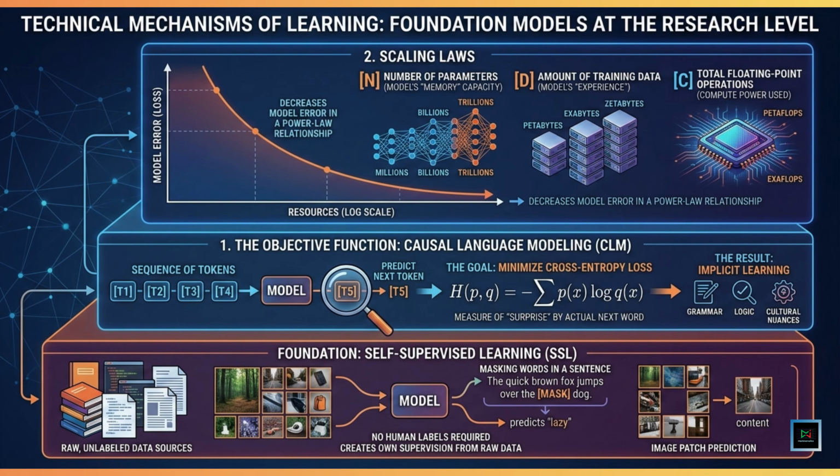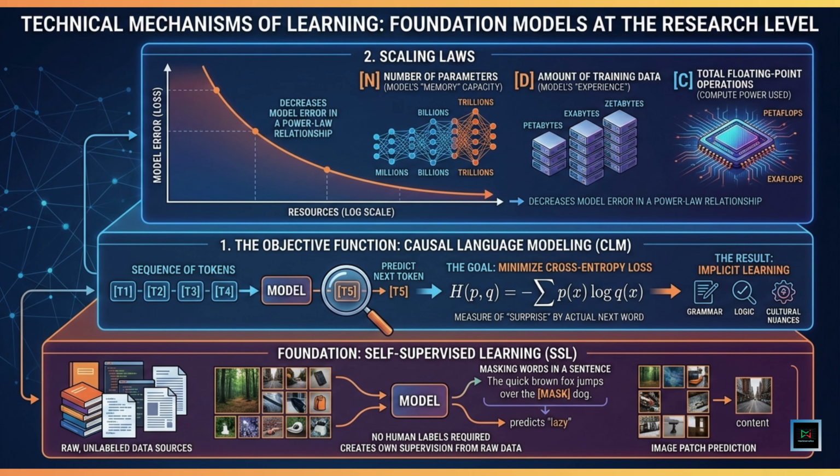The foundation is built using self-supervised learning. Unlike traditional supervised learning, which requires humans to label data, SSL allows the model to create its own labels from raw data. Most foundation models use a causal language modeling objective. The model is given a sequence of tokens and tasked with predicting the next token.